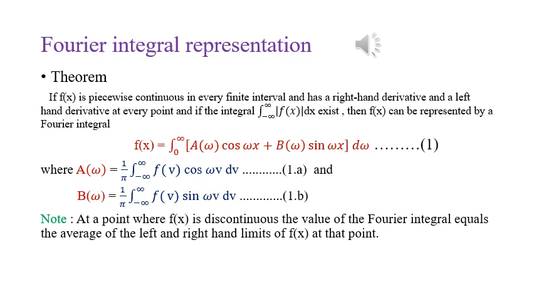Now, the Fourier integral representation of a function f of x is given by f of x equals integral 0 to infinity of a of omega cos omega x plus b of omega sin omega x, the whole into d omega, where a of omega is equal to 1 by pi integral minus infinity to infinity f of v cos omega v dv, and b of omega is equal to 1 by pi integral minus infinity to infinity f of v sin omega v dv.